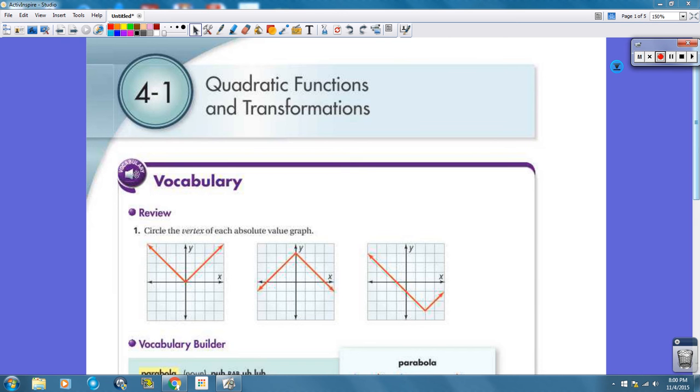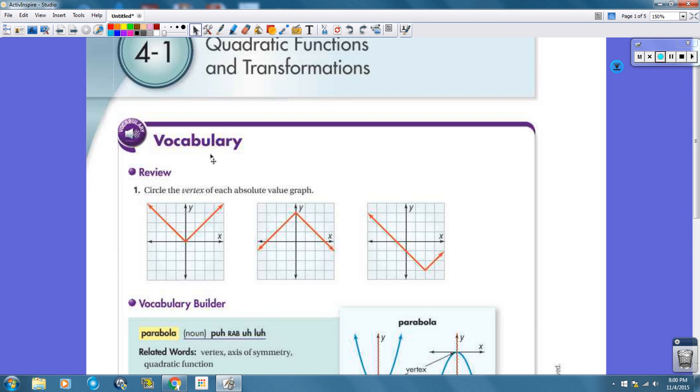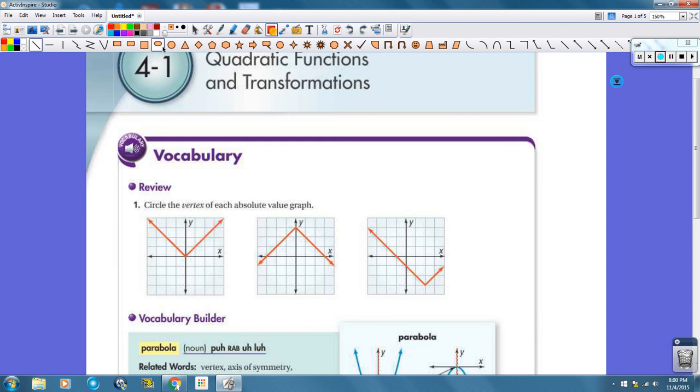Okay, so the first thing we're going to be doing here is looking at some vocabulary and reviewing. The first thing they ask us to do is circle the vertex of each absolute value graph. So you have to know what vertex is, and the vertex would be the point, the lowest or the highest point, depending on whether your function is opening up or down. And so I'm going to find me a little circle. Since they asked me to circle, hopefully you got this. Vertex is right there.